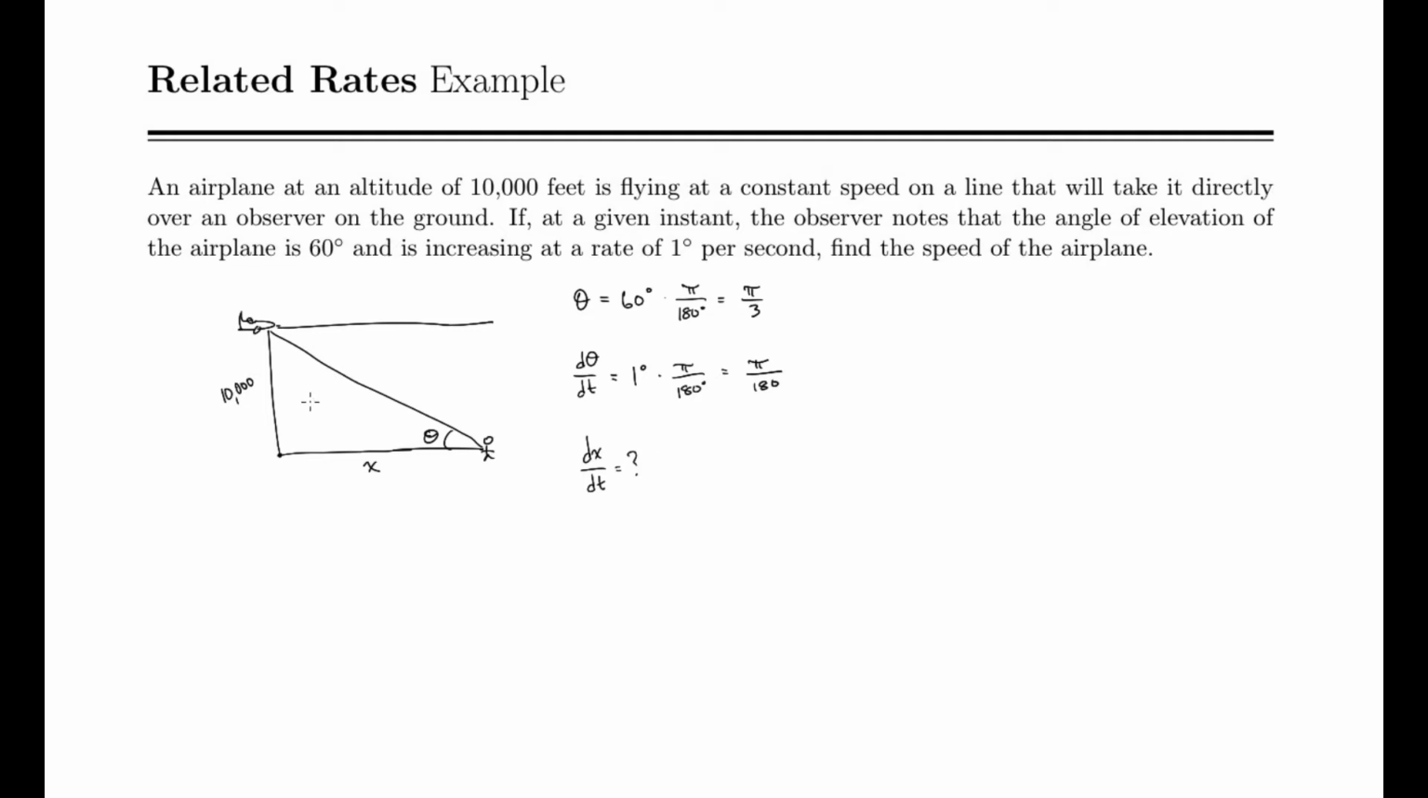Well, we have a relationship. We've got a triangle. We have an angle. We have the side opposite, and we have the side adjacent to it. So we can use the tangent of theta equal to 10,000 over x. And now we can take the derivative. So the derivative of tangent theta is secant squared theta times d theta dt. And then the derivative here will be negative 10,000 over x squared times dx dt.